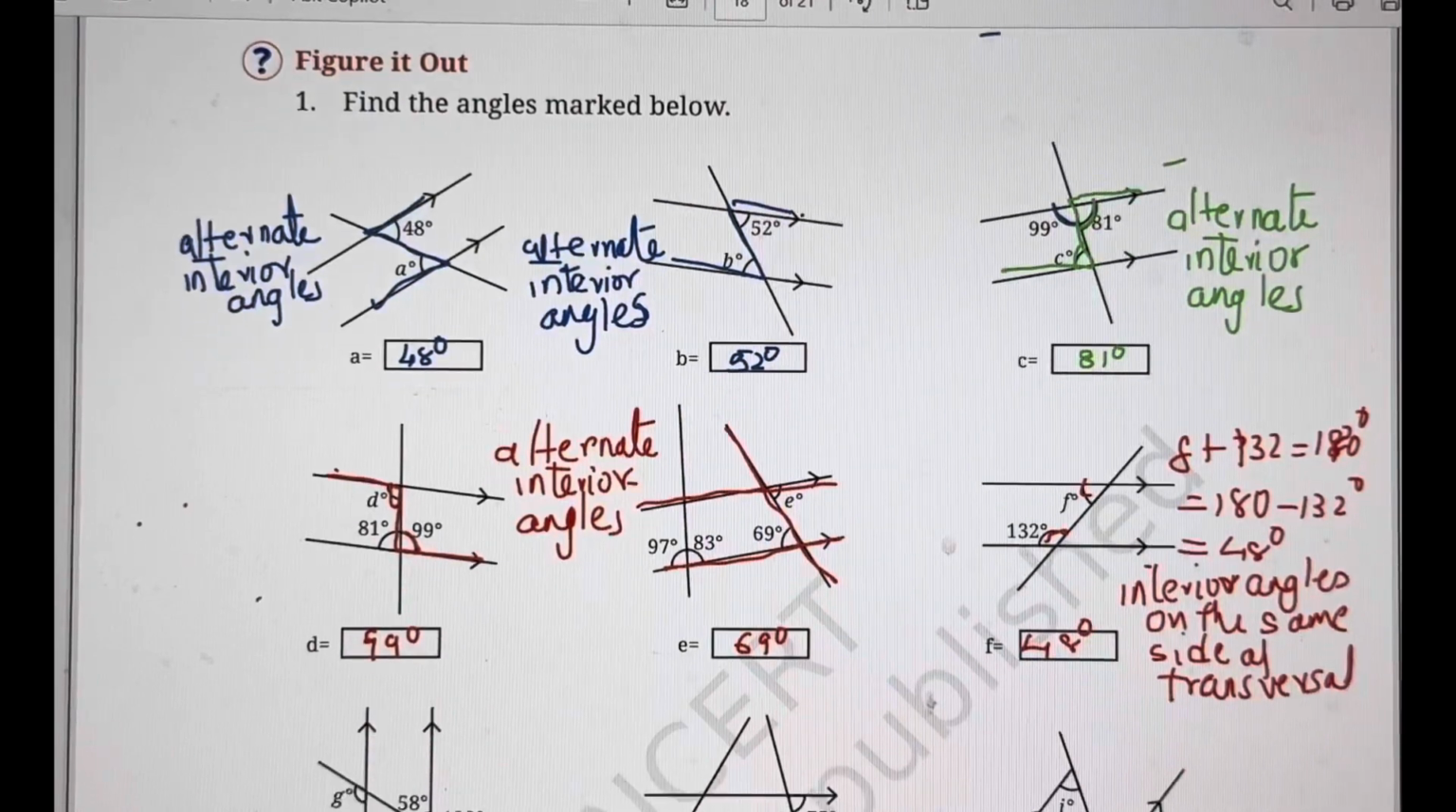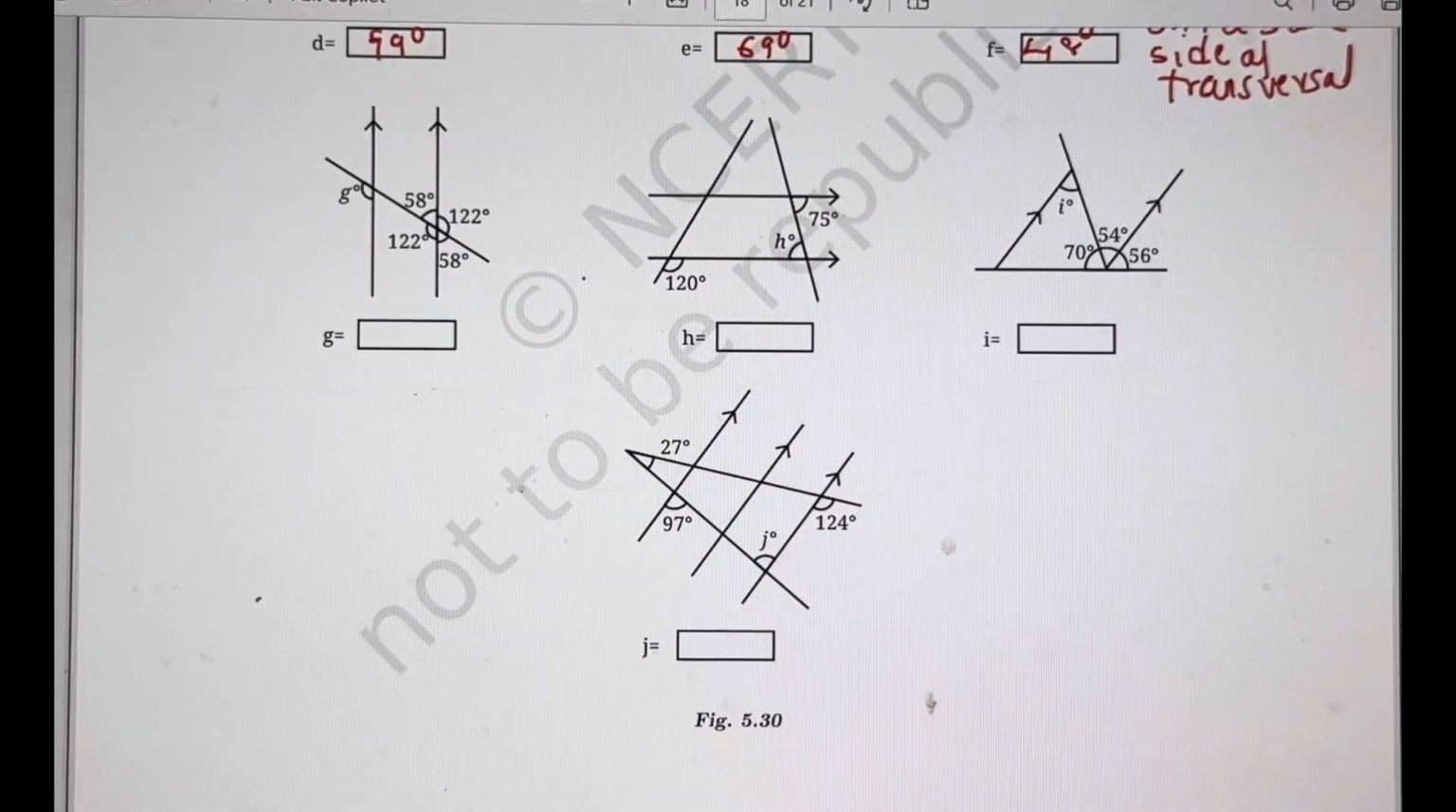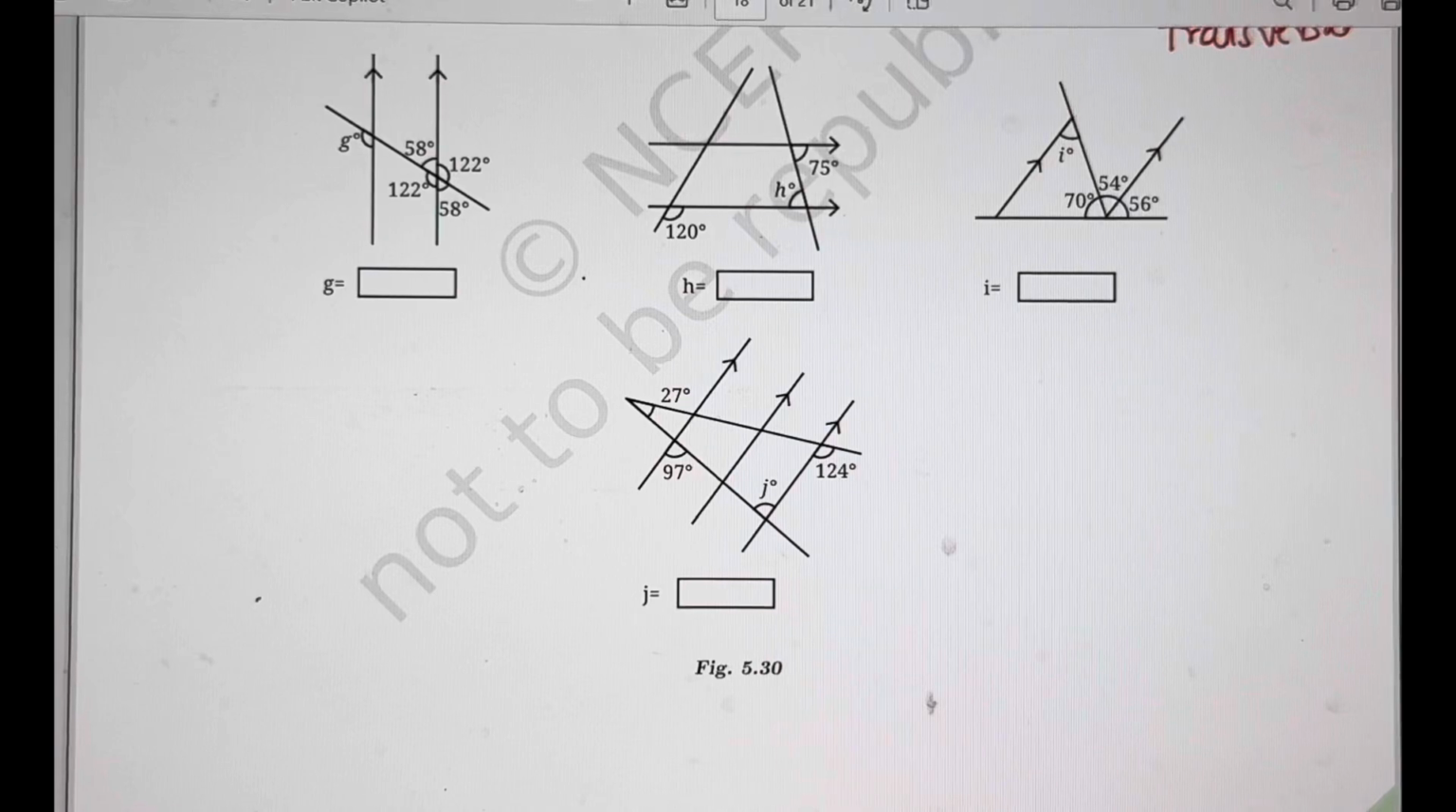Now let us go further. Question number G. So here again so many angles are given. Don't get confused with that. We need to find G. So we find out either corresponding angle or alternate angle. So we are not getting alternate angle. This is outside. These two lines are parallel. This is a transversal. First identify that. This is a transversal and the two lines parallel.